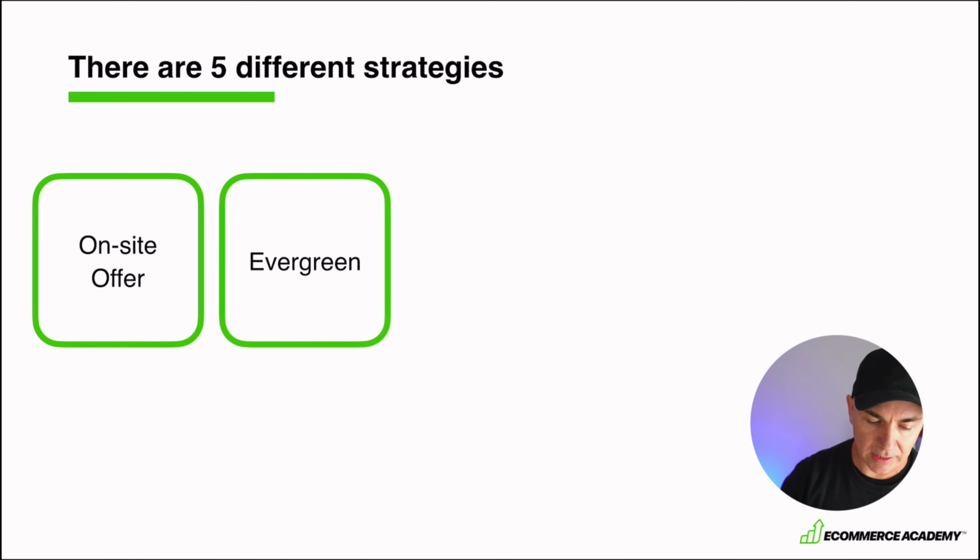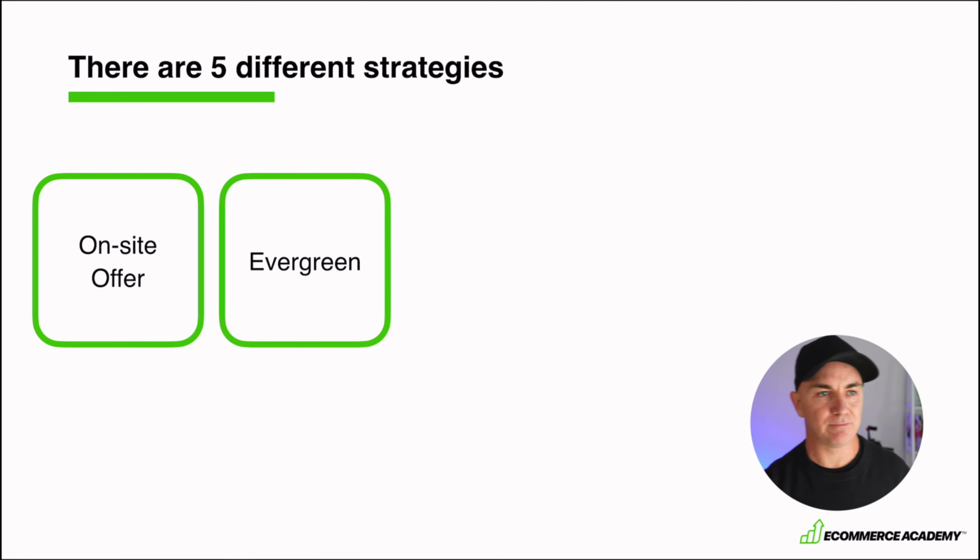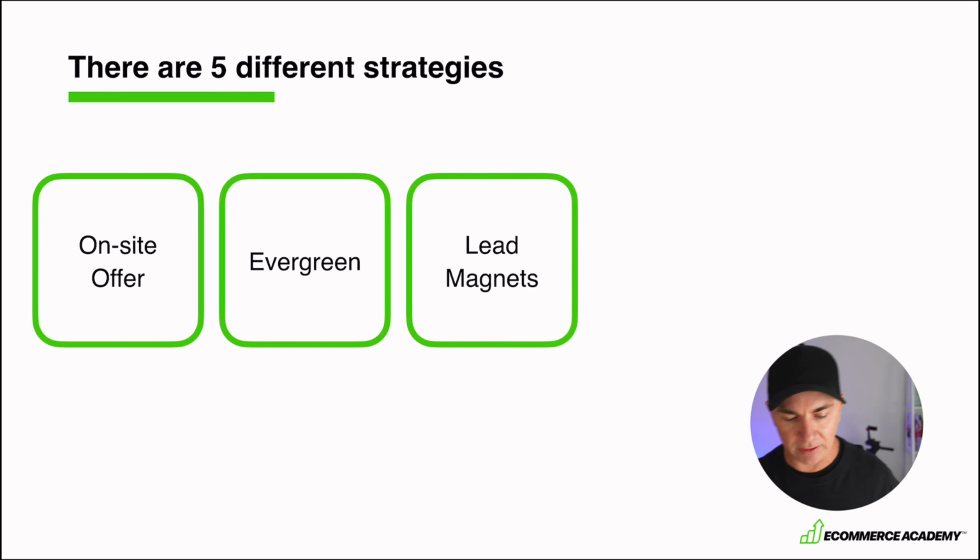The second one is running an Evergreen campaign. This is the autopilot campaign that gets us emails every day, all the time. It's an Evergreen campaign. The third way to do it is by offering lead magnets. We'll talk a little bit about what they are.